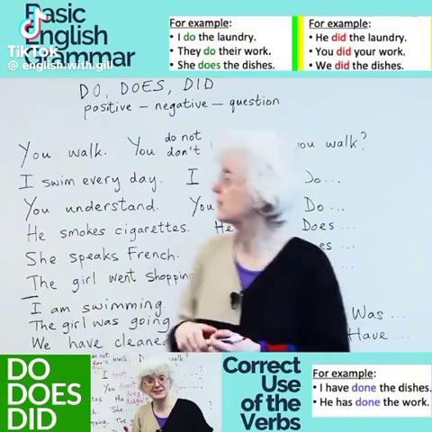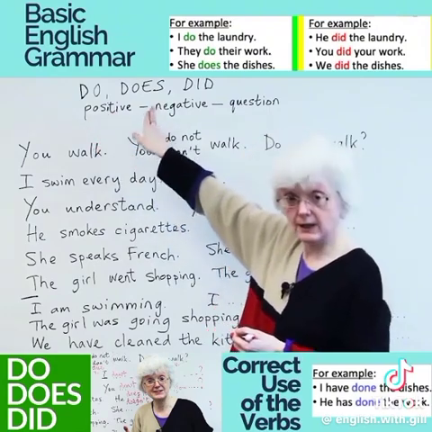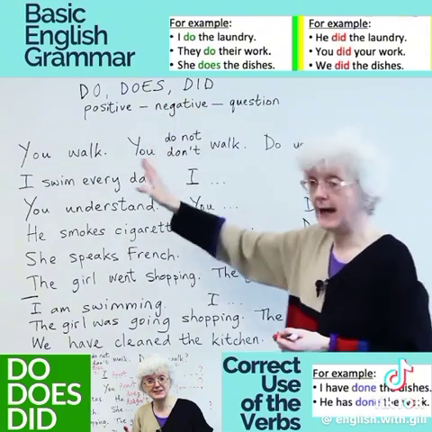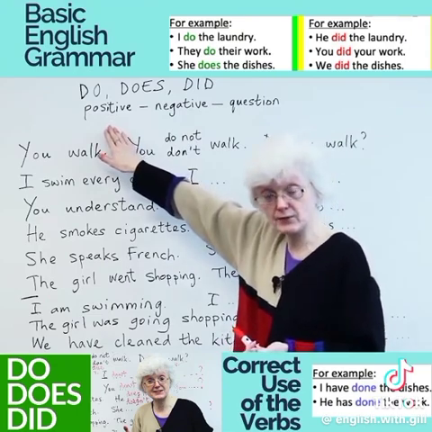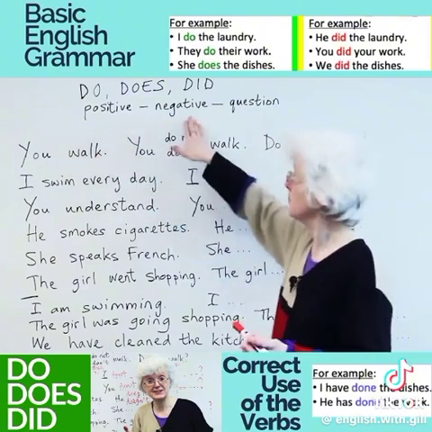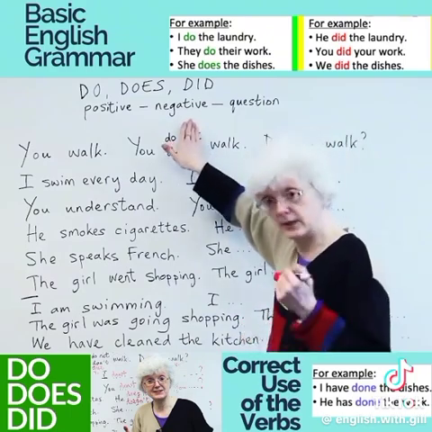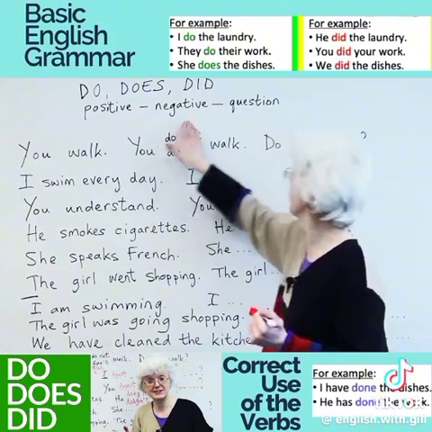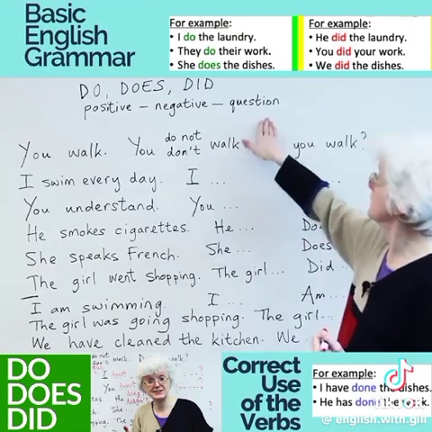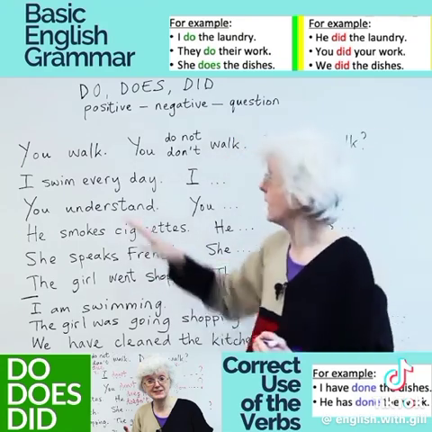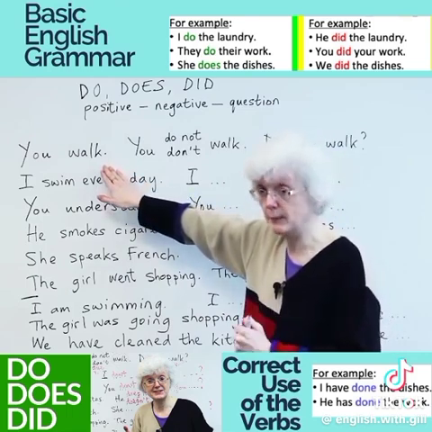Today, we're going to look at the verb to do, looking at do, does, and did, and the way it's used, not always in a positive sentence or statement, but the way it often needs to be included in a negative statement, and also how it has to be used in a question. Okay, so I've just got an example here to show you what I mean.